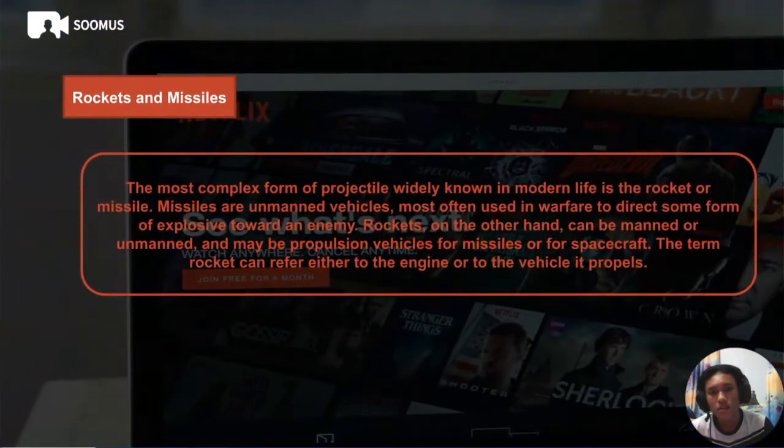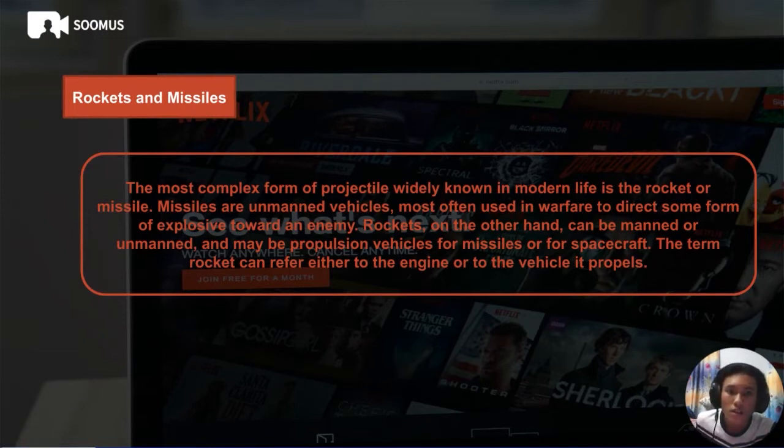Lastly, this concept is used in rockets and missiles. The most complex form of projectile widely known in modern life is the rocket or missile. Missiles are unmanned vehicles most often used in warfare to direct some form of explosive to an enemy. A rocket, on the other hand, can be manned or unmanned and may be a propulsion vehicle for missiles and spacecraft. The term rocket can refer either to the engine or the vehicle it propels.